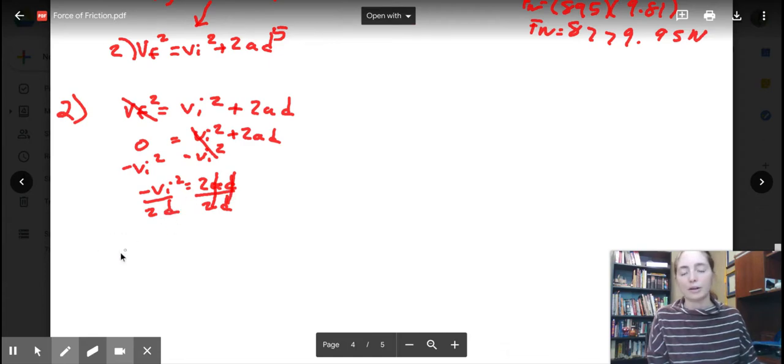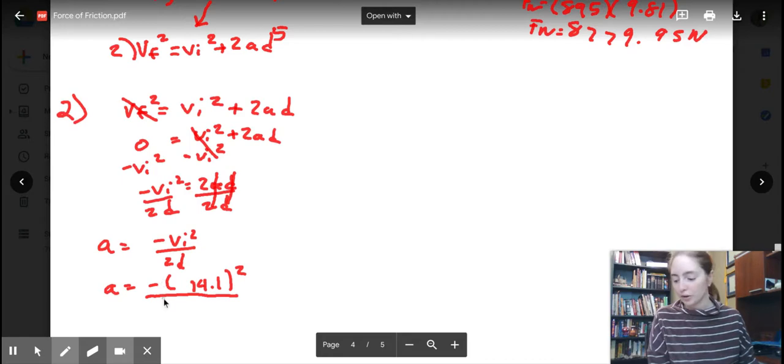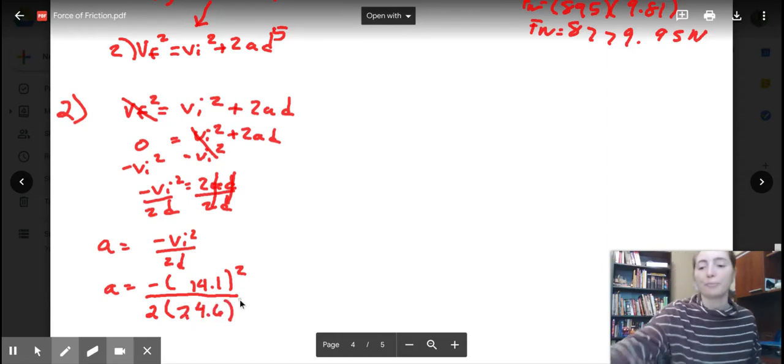And that should be the 2 I crossed out, not the A. So my acceleration is going to equal negative Vi squared divided by 2d. I'm going to now calculate my acceleration. So my negative Vi is 14.1 meters per second. I'm going to square that, and we're going to divide by our 2 times 24.6, so your distance from earlier.